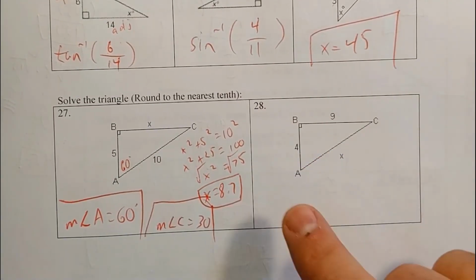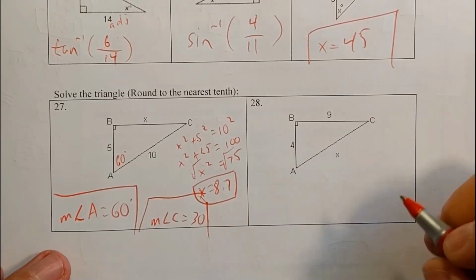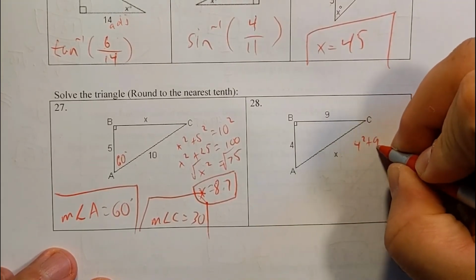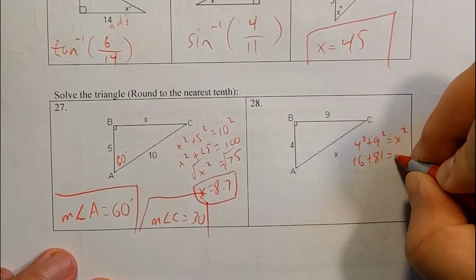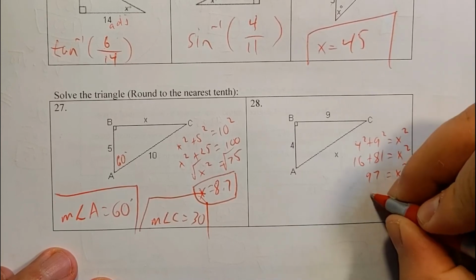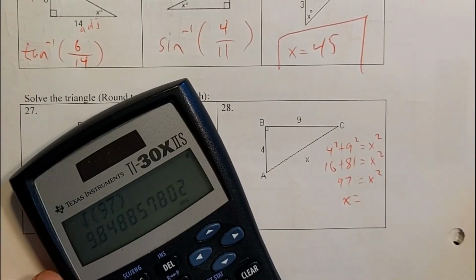On 28, this one, you can't use the shortcuts. So on this one, here's a long way to do things. If you have 2 out of 3 sides, you can still use Pythagorean theorem. 4 squared plus 9 squared equals x squared. And then 16 plus 81 equals x squared. And then 97 equals x squared. And then when you square root 97, you find out your x is 9.8.